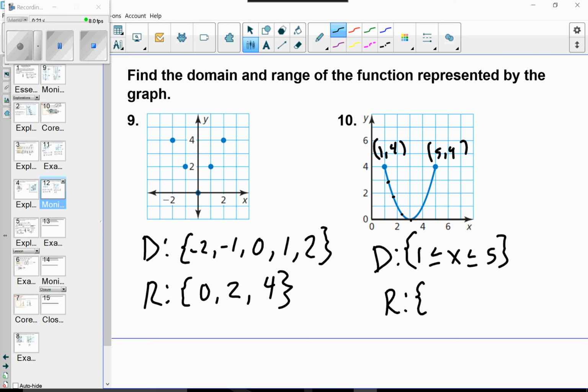Our range is going to be, for this one, our smallest y value is a 0. And our largest y value is going to be 4. Okay? So we're going to go 0 is less than or equal to y is less than or equal to 4. Because this lowest point right here, that point is at 3, 0. So I have a y value of 0. Obviously up here, we have a y value of 4. So we're going to go from 0 to 4. And that's how we do our notation for domain and range.